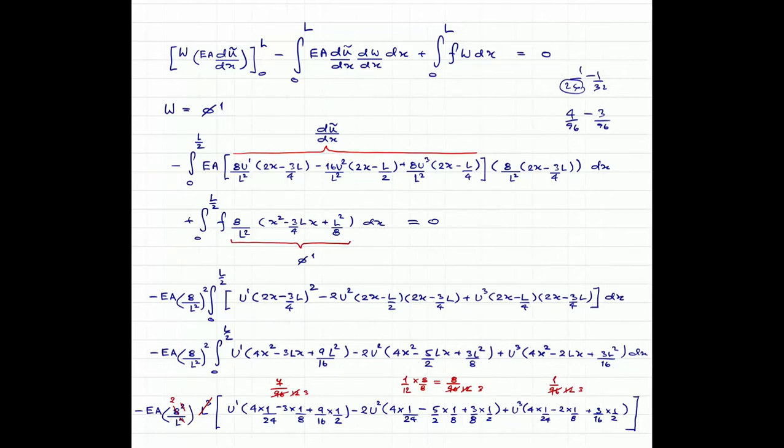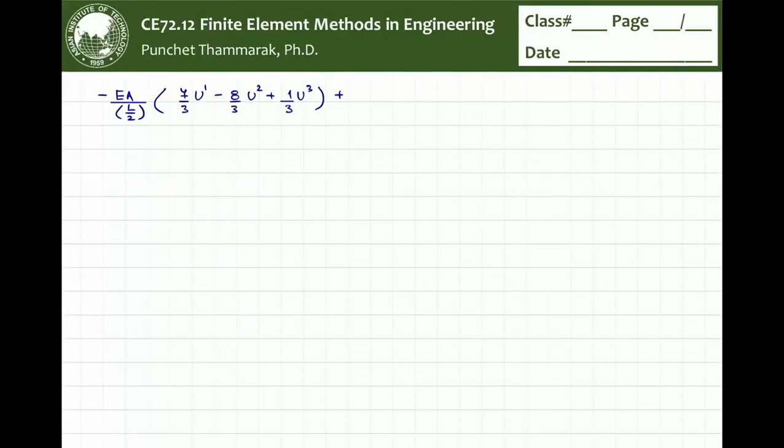FL over 12 equals 0. Basically, FL over 12 is, in other words, F times L over 2 divided by 6. Alright.